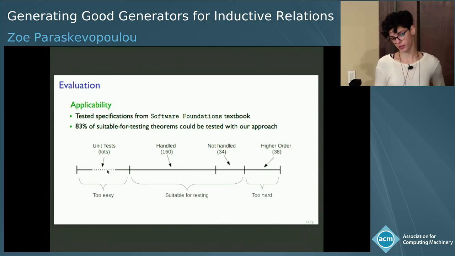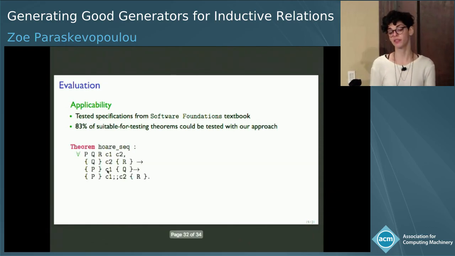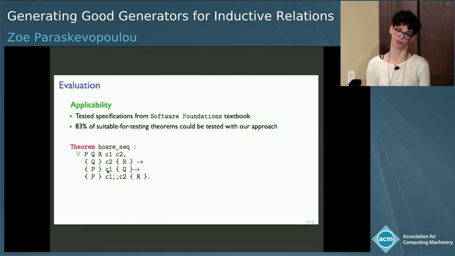First, we evaluated our approach by automatically testing specifications found in the Software Foundations textbook. And we found out that 83% of suitable for testing theorems could be tested with our approach. What I mean by suitable for testing is that we discarded some of the specifications as too easy, for instance unit tests, which are uninteresting from a generation perspective. And some other ones were too hard for generation because they involve, for instance, generating higher-order properties. Some instances of relations that we cannot handle are relations that involve functions or existentials.